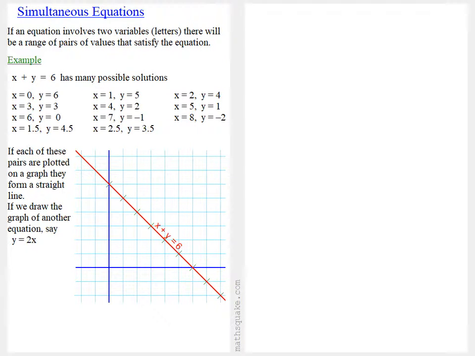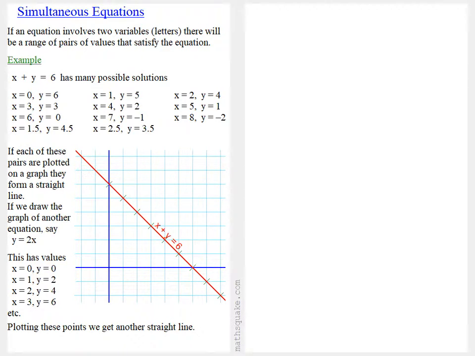If we draw the graph of another equation, say y equals 2x, this has the values: if x equals 0, y equals 0. If x equals 1, y equals 2. If x equals 2, y equals 4. If x equals 3, y equals 6, and so on. And if we plot these points, we get another straight line.